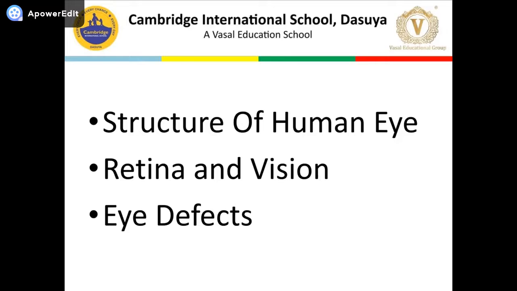In this video, I will discuss the basic structure of the human eye. In the next videos, I will discuss how an image is formed, like the retina, vision, and what the eye defects are. So today I just discuss the structure of the human eye. Let's start the discussion of the human eye.